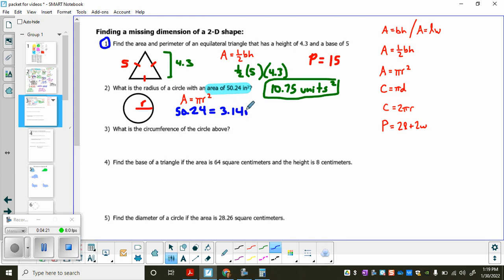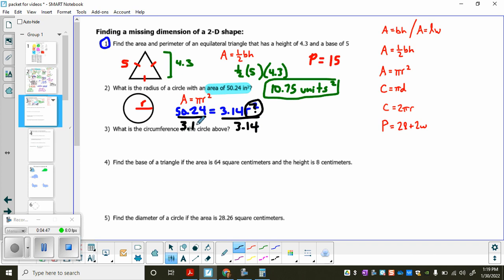And then I don't know the radius of the circle. Now what I'm going to do is I'm actually just going to take r squared and cover it up with a big fat question mark. And anytime we have a number times an unknown, so 3.14 times this unknown, we know to solve, we just divide both sides by the coefficient.